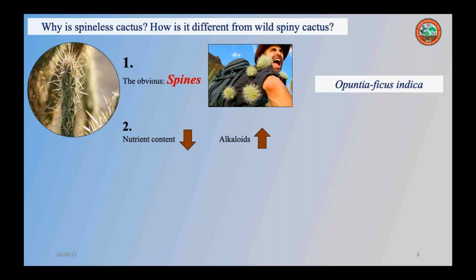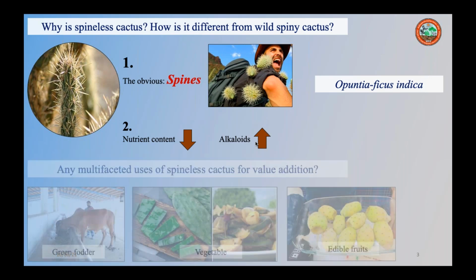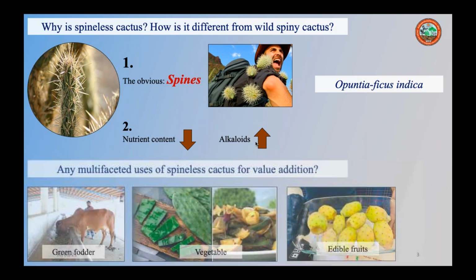So how does our spineless cactus differ from the thorny cactus? First, obviously our cactus doesn't have spines, so no problem of injury. It's very easy to handle. The second is that the nutrient content of this cactus is higher than the wild spiny ones. On the other hand, the alkaloids are lower in our cactus, which is good. The alkaloids are physiologically very active and often extremely poisonous. They are the bad guys of the natural products world. So if I say this Opuntia ficus-indica, is it a miracle crop?